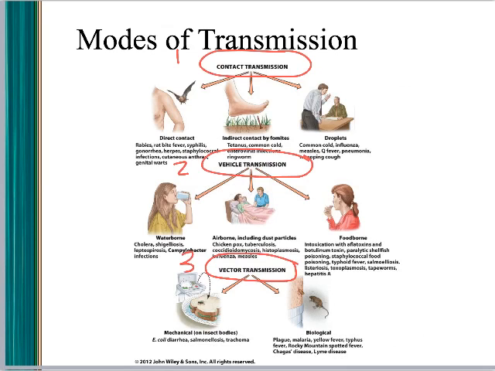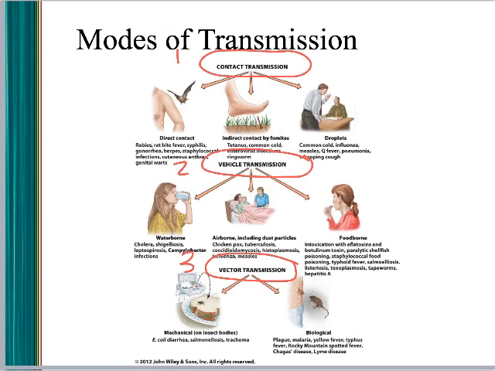So for contact transmission, there can be direct. That's like you get bit by a bat, or you get saliva on you from an animal that has rabies, or you touch a syphilis or gonorrhea sore or herpes sore. So that's direct contact.